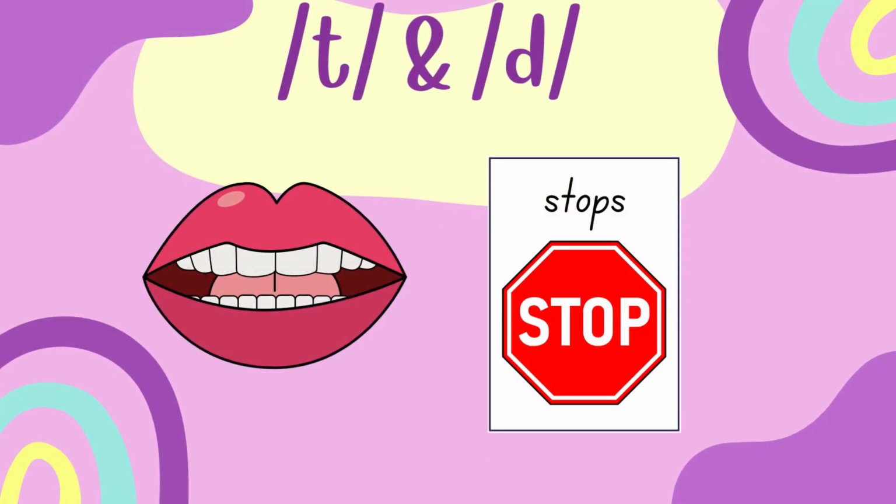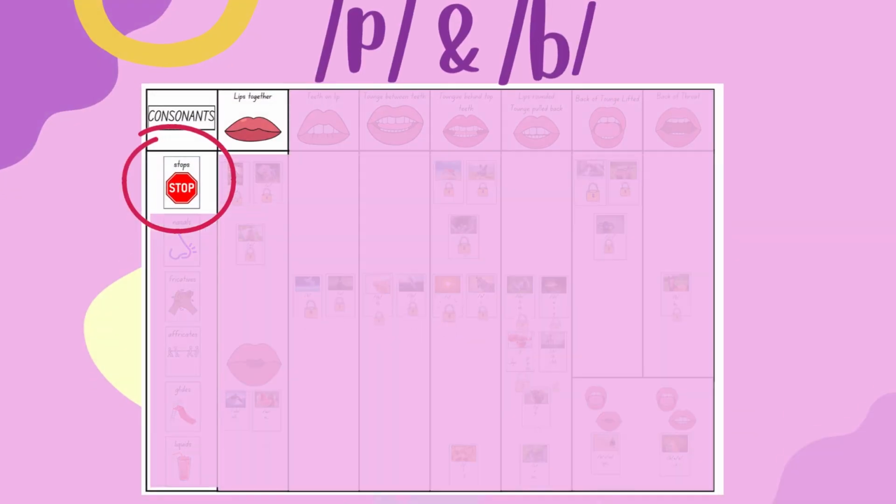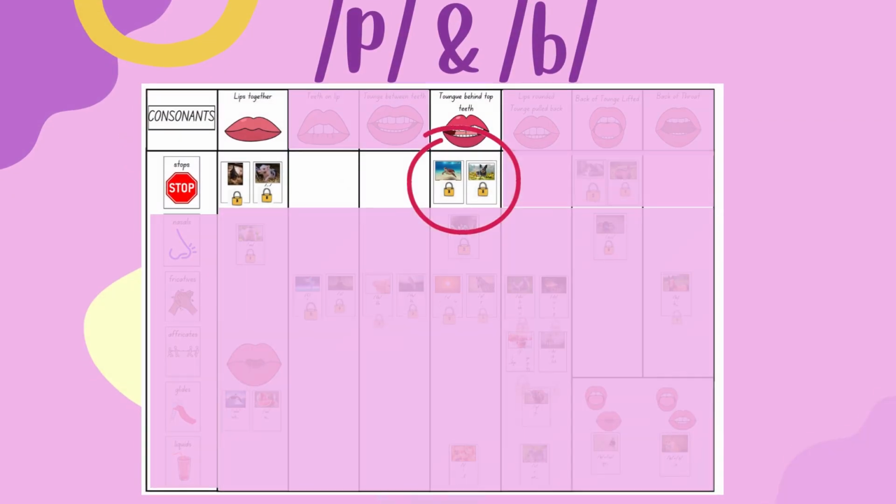When you make t or d, our lips look like the image on the screen. Let's put the picture of the lips right under tongue behind top teeth. And it is also a stop sound. We will place the t and d picture cards on the sound wall under the tongue behind top teeth and across from stop.